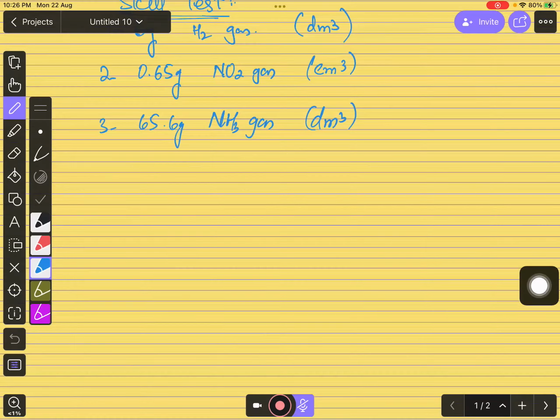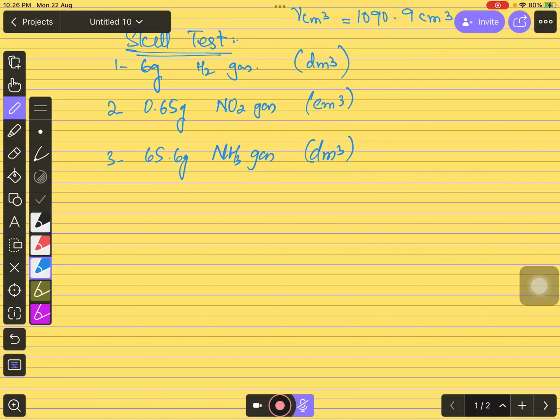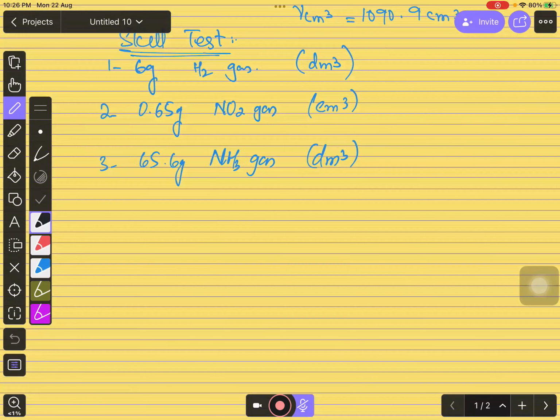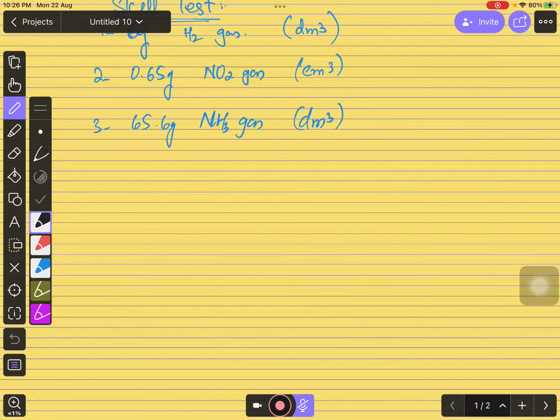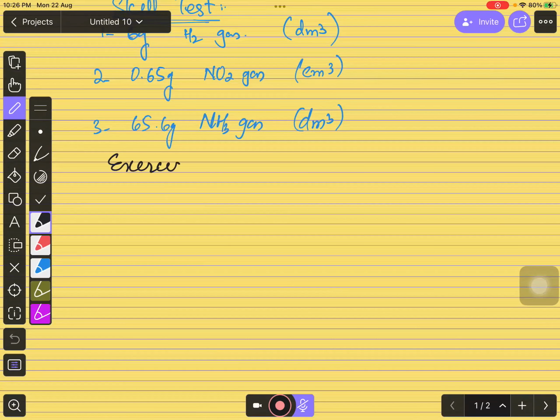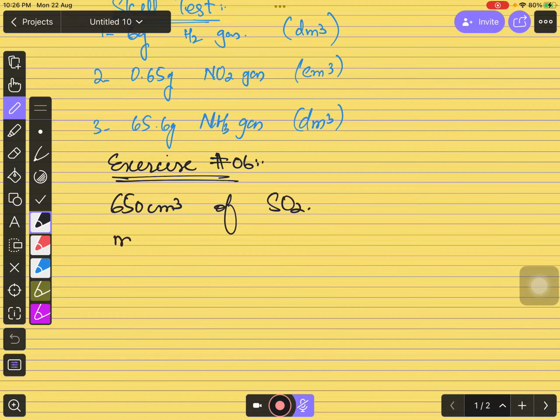OK, kids. So we can do the reverse of this as well. If you talk about the reverse of this, it is exercise number 6. And what is in exercise number 6? If I give you the volume and ask for the mass, right? For example, we gave you 650 centimeter cube of sulfur dioxide gas, and I asked for the mass of sulfur dioxide gas.